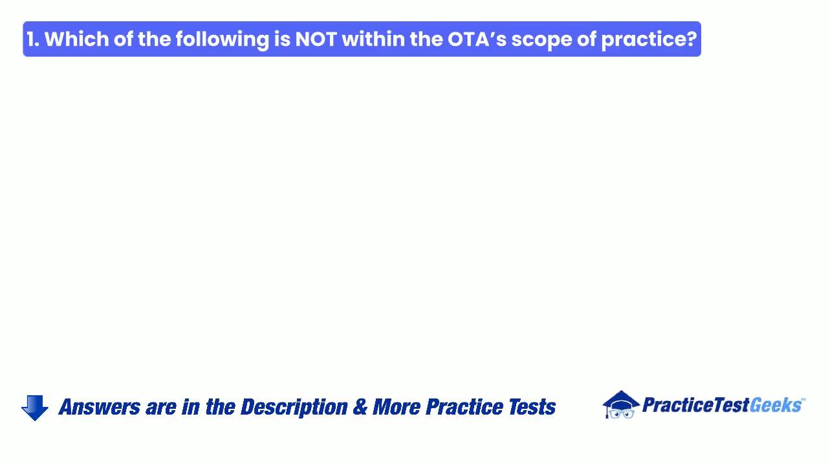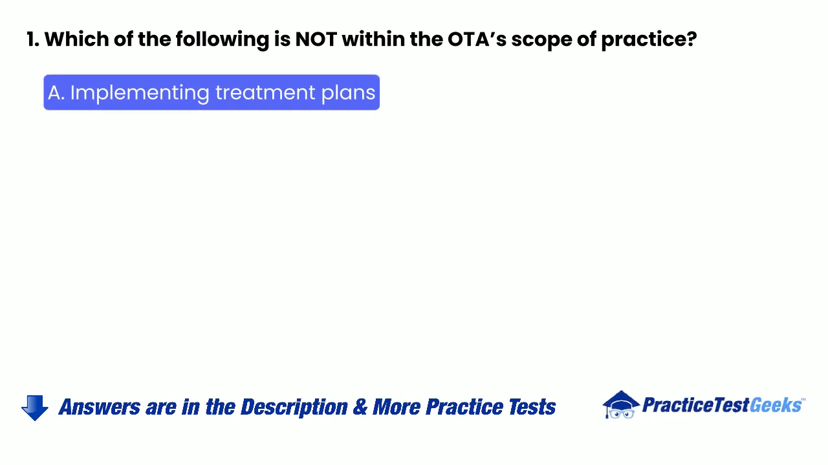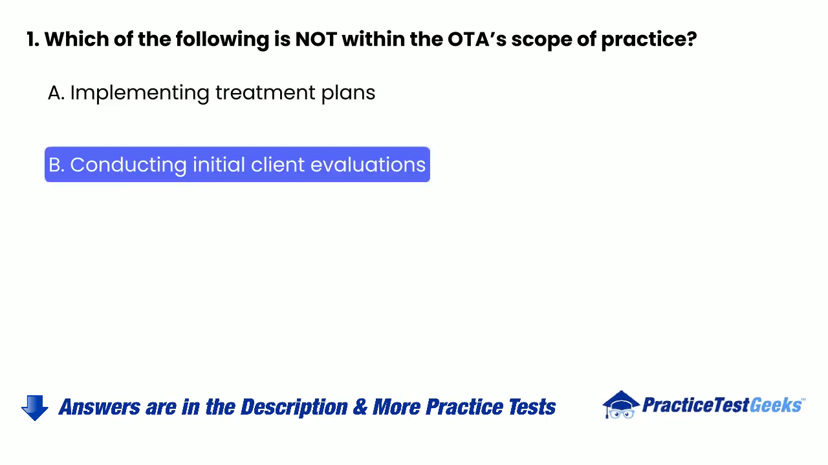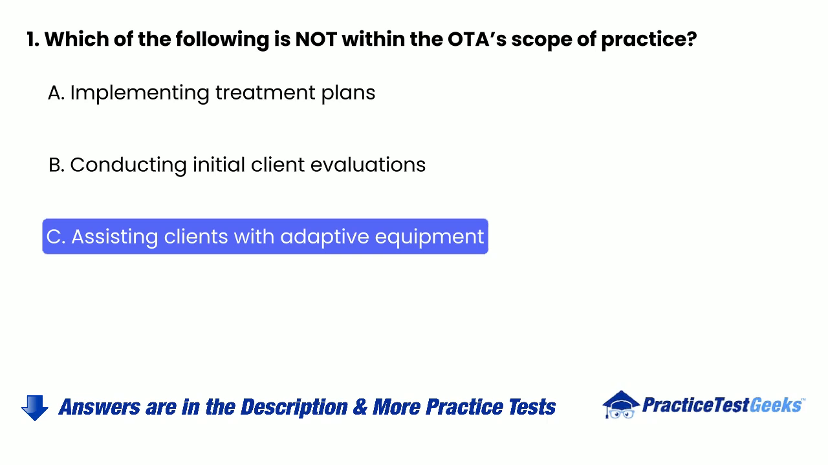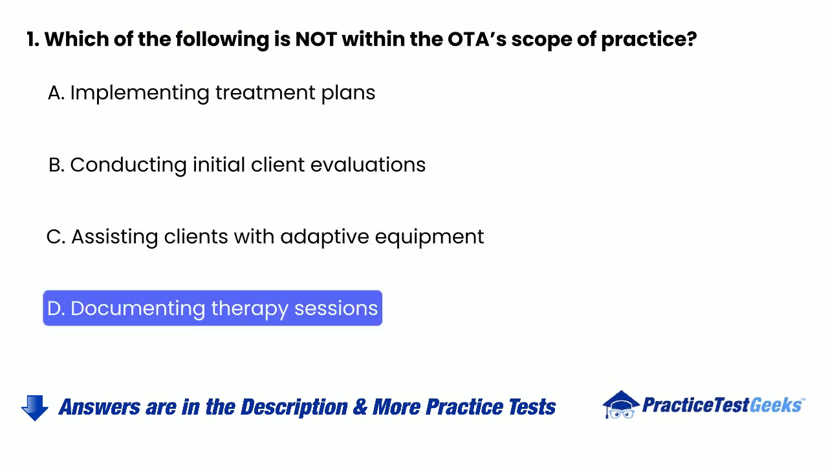1. Which of the following is not within the OTA scope of practice? A. Implementing treatment plans. B. Conducting initial client evaluations. C. Assisting clients with adaptive equipment. D. Documenting therapy sessions.